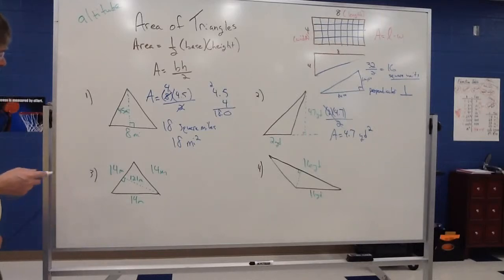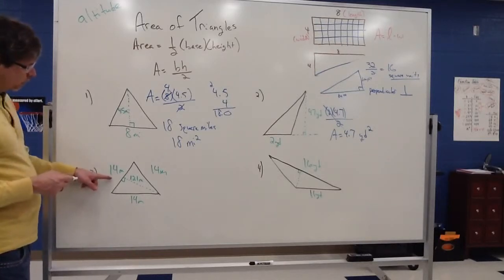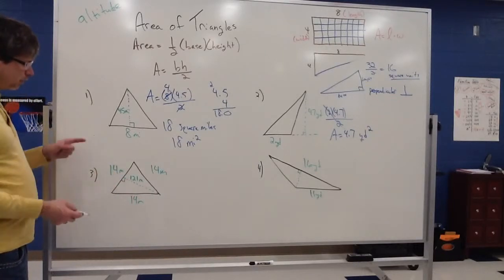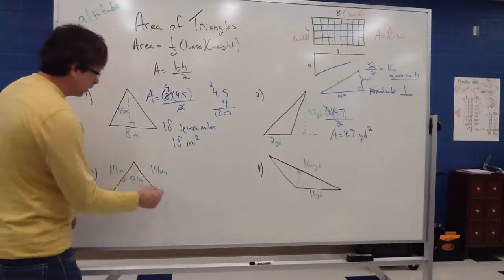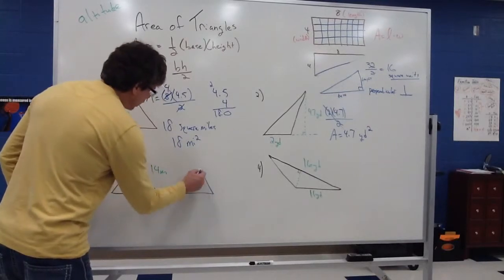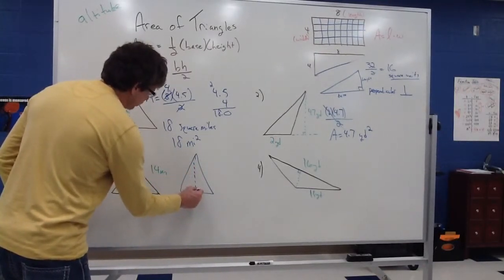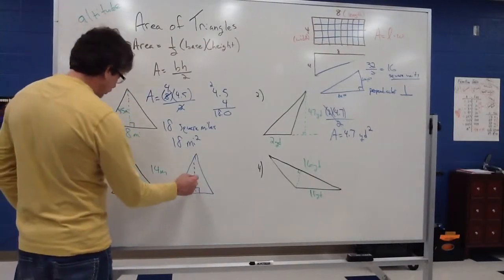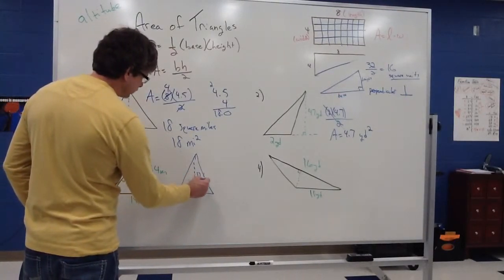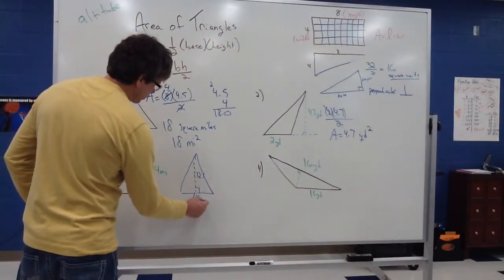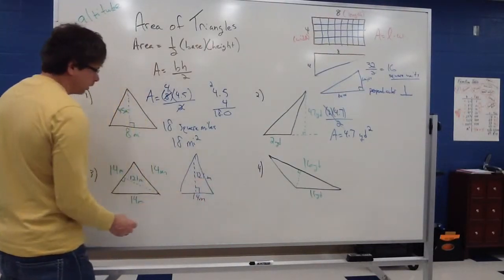Now this triangle here is a little bit different. Notice how this slanted line is going this way. But don't forget, this triangle can be rotated around. I can spin it around and make the triangle look like this. It's still the same triangle. So the 12.1 is still here, and that 14 is still here. So it's 12.1 meters and 14 meters.